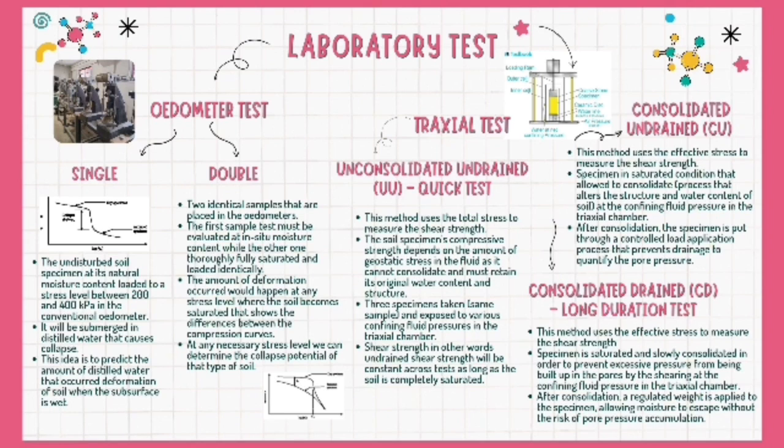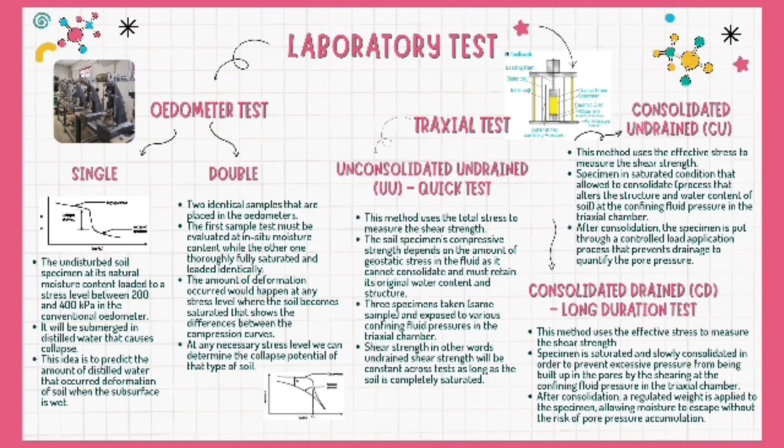For the UU, this method uses the total stress to measure the shear strength. The specimen's compressive strength depends on the amount of geostatic stress in the fluid, as it cannot be consolidated and must retain its original water content and structure. Three specimens are taken from the same sample and exposed to various confining fluid pressures in the axial chamber. Shear strength, in other words undrained shear strength, will be constant across tests as long as the soil is completely saturated.